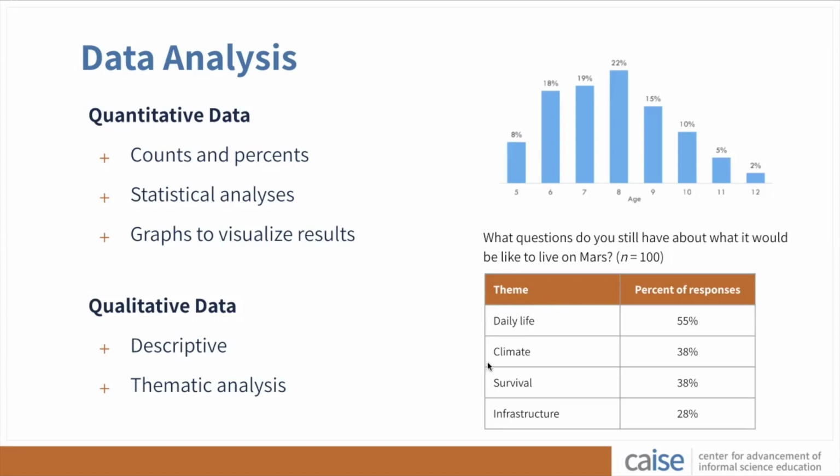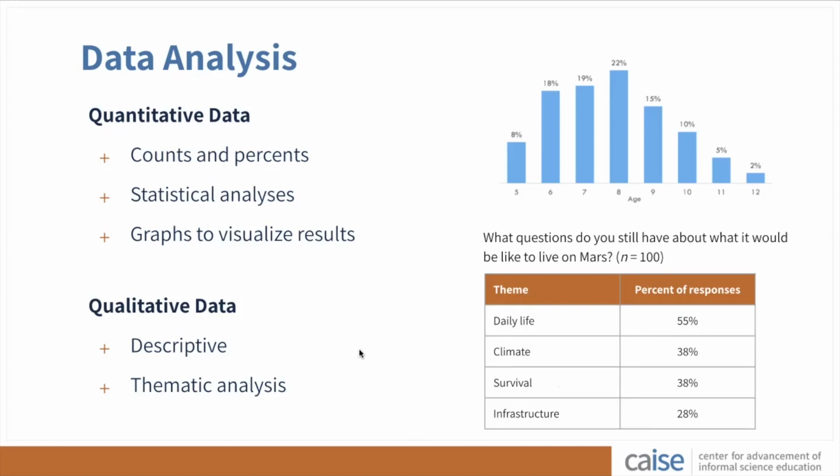So here you can see a table with the themes related to people going to see something about Mars, and what questions they still have about what it would be like to live on Mars. The responses were categorized into themes around daily life, the climate on Mars, surviving on Mars, and the infrastructure on Mars. And you can see this many percent of people had a response that we were coding in that way. And you might also include in a report some quotes to help exemplify what it is people were talking about.